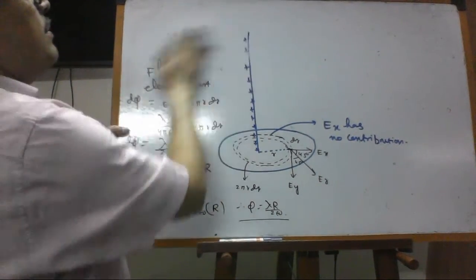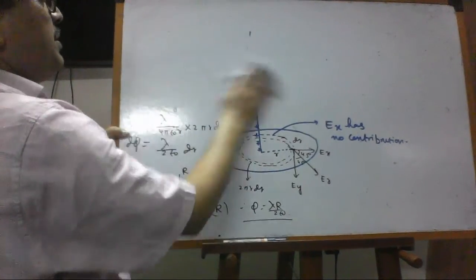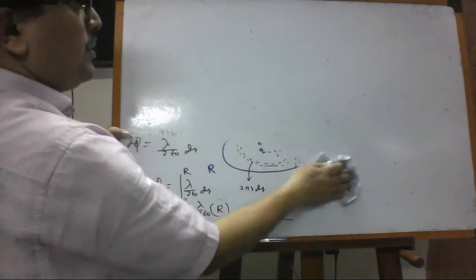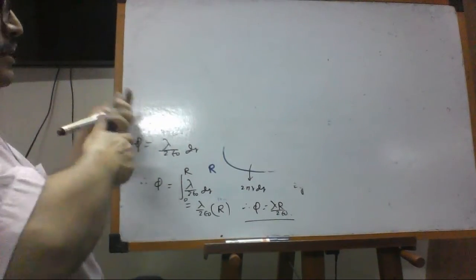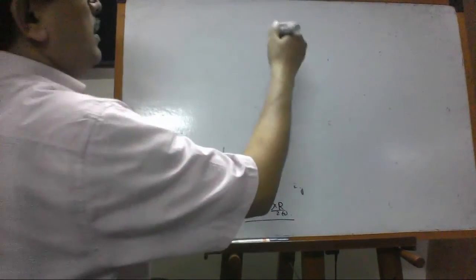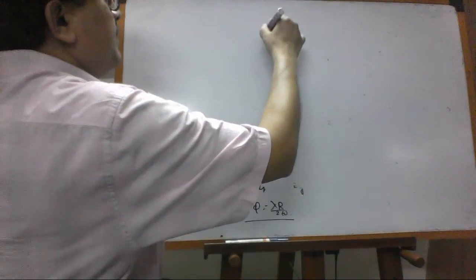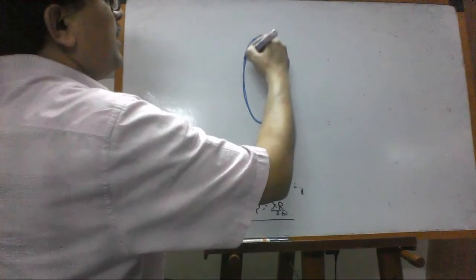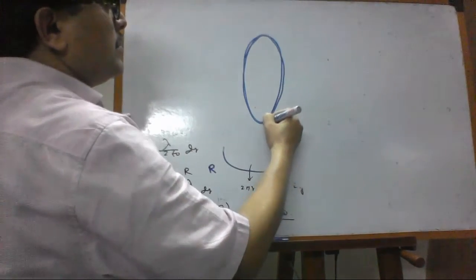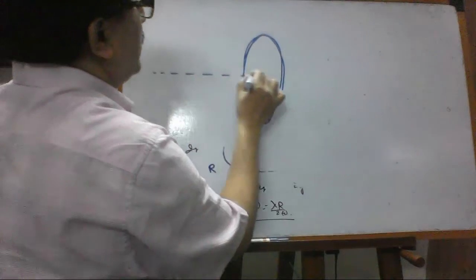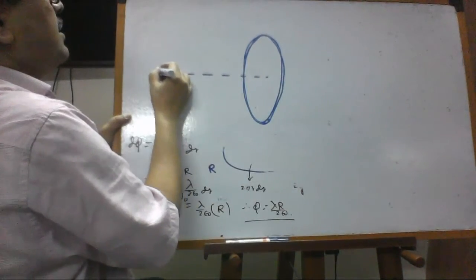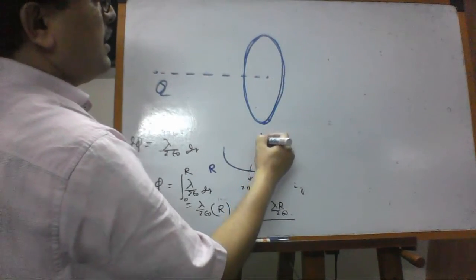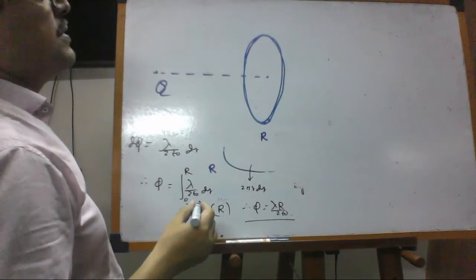Another problem of this category is better to discuss with you, where a charge Q is kept in front of this circular region. This charge Q is kept. This has radius r. What is the flux through this surface?